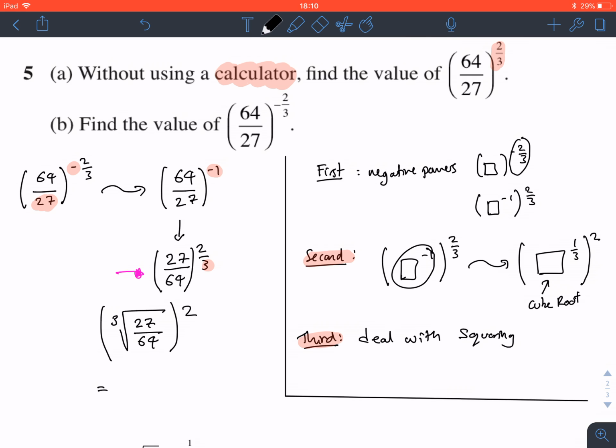So the cube root of 27 over 64, we can do it individually. The cube root of 27 is 3. The cube root of 64 we discussed was 4. And then we have that all squared. We get 9 over 16, which is essentially the reverse, the flip, of the first question, part A, which asked us what's 64 over 27 to the power of 2/3.